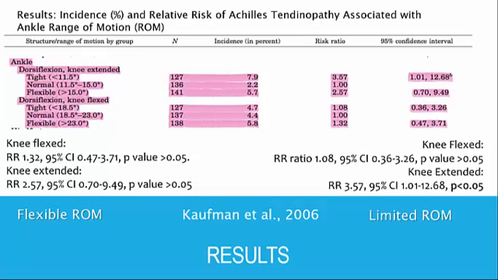Having a limited ankle range of motion in the knee flexed position is also not statistically significant for an increased risk of developing Achilles tendinopathy, with the risk ratio being 1.08 with a 95% confidence interval of 0.36 to 3.26 and a p-value of greater than 0.05. However, having a limited ankle range of motion when the knee is extended statistically significantly increases the risk of developing Achilles tendinopathy, with the risk ratio being 3.57, a 95% confidence interval of 1.01 to 12.68, and a p-value less than 0.05.